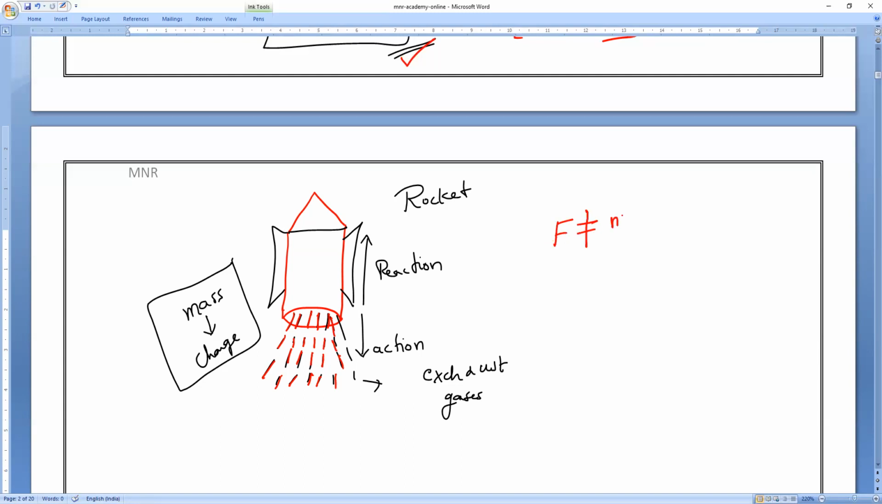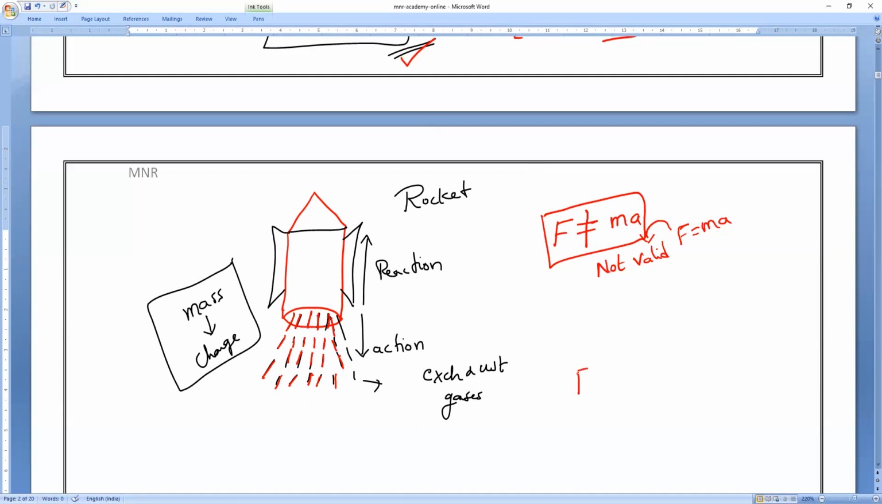So F is not equal to ma here. F is equal to ma is not valid, because for F equal to ma, m must be constant. But here m is not constant. Then what do we have to do?